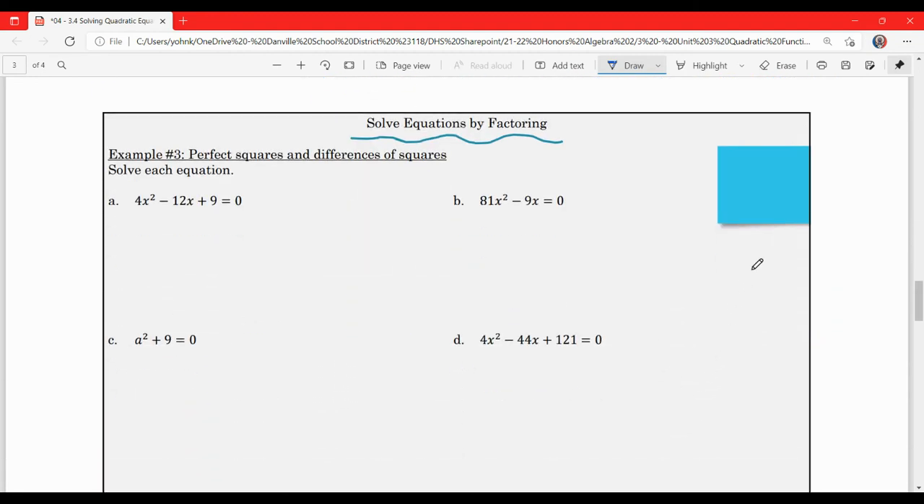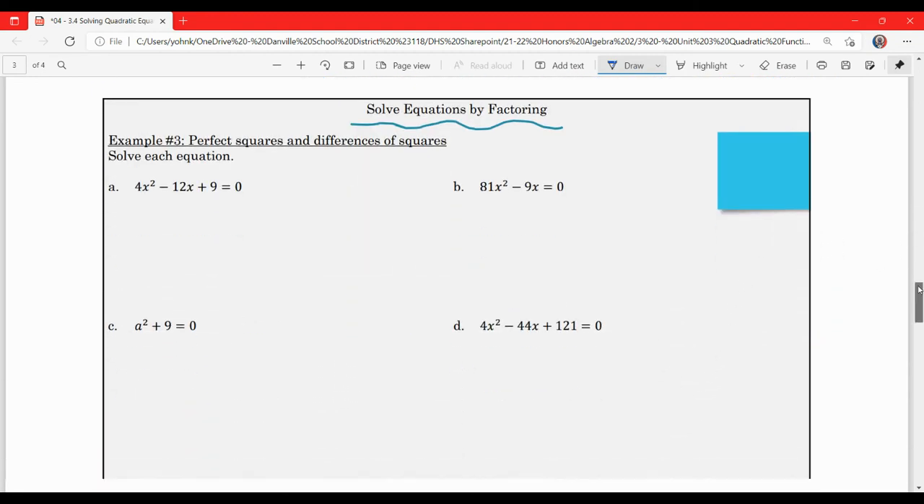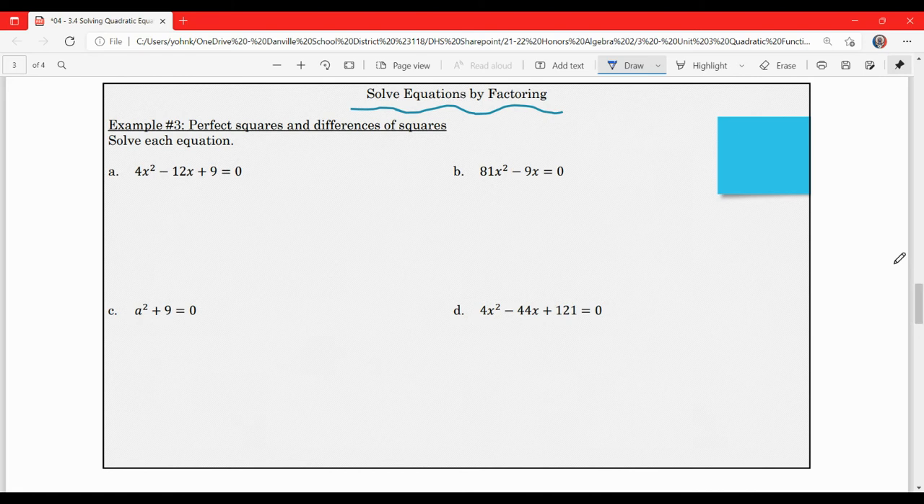This next slide is perfect square trinomials and differences of squares. If you look at letter A, 4x squared minus 12x plus 9. First, always look to see if there's a GCF. Sometimes there is, sometimes there isn't. Then I'm going to try to factor this. What I'm going to do is guess and check.